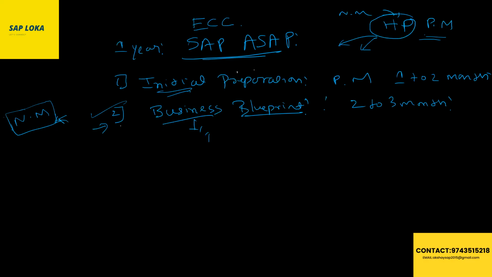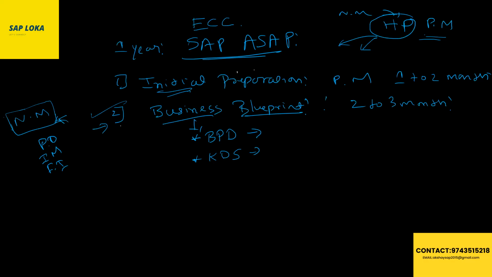We will prepare a BPD document, the business process document. In that, we'll prepare all the flow charts: how the purchasing process will work, how the inventory management process will work, how the FI people plan and how the payment will happen. Each module will prepare their own flow charts in an Excel sheet or Word file. This is one file, and then we'll prepare a KDS document, the key design structure.